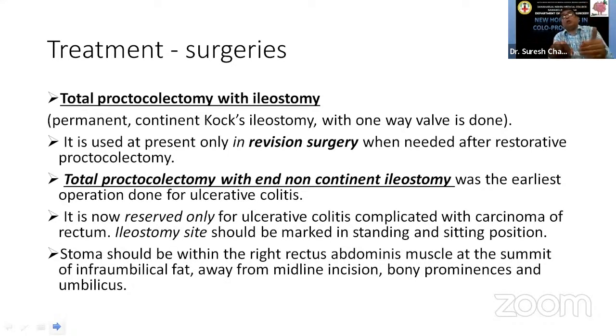Either in standing posture or sitting posture, it should be designed, whether it is an ileostomy or colostomy, because the bag, the colostomy bag, when you mount it, should avoid the bony prominences, and you should avoid the midline scar or umbilical scar. So very important, you should design it prior to surgery, provided it is elective surgery. The stoma should be within the right rectus abdominis. Again, I will tell you, before creating the stoma, first do counseling with the stoma therapist.